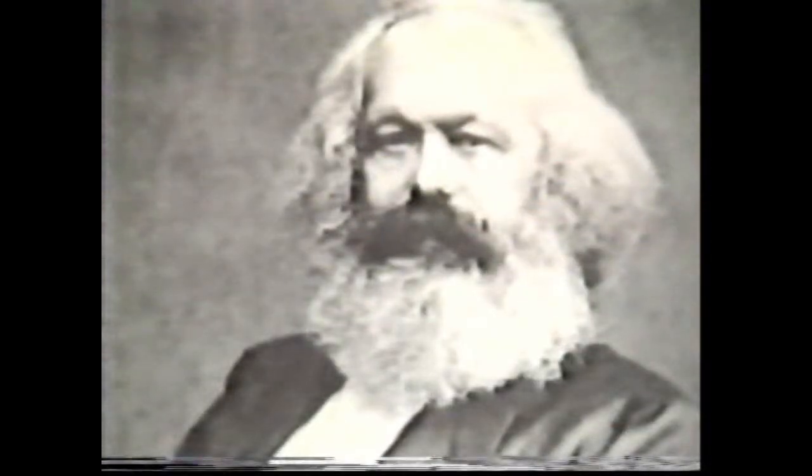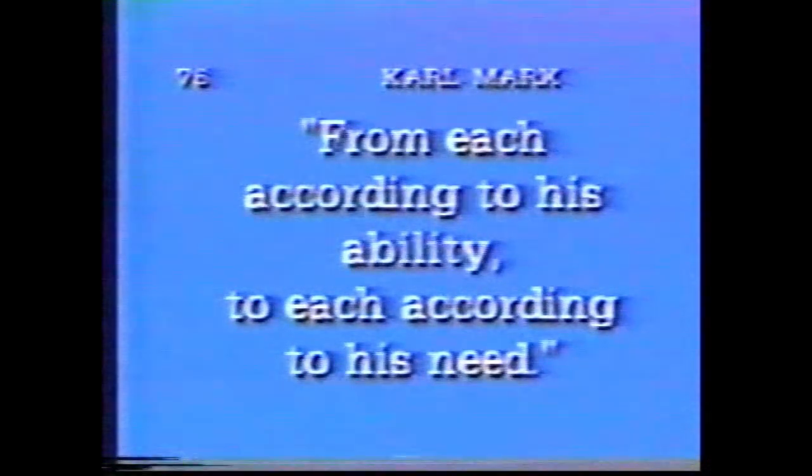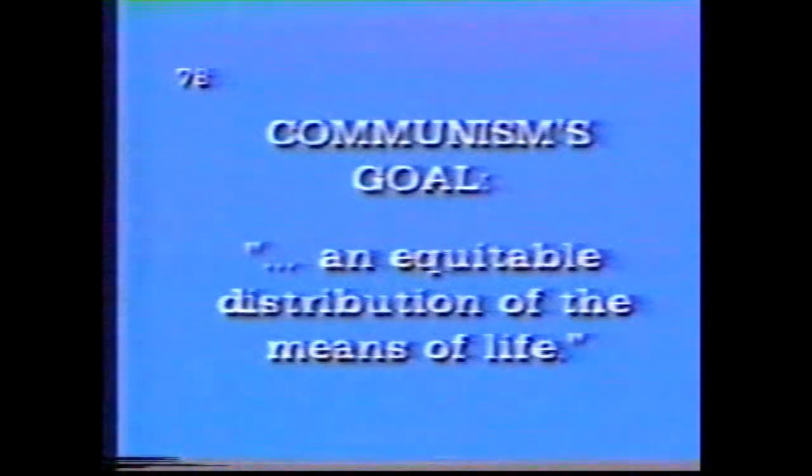Karl Marx, the so-called father of communism, had written this, number 76, from each according to his ability, to each according to his need. That is the essence of communism. That is called number 77. That is rather a, quote, socialized and cooperative economic order, unquote. Number 78. Communism's goal is, quote, an equitable distribution of the means of life, unquote. Karl Marx admitted that communism and humanism were identical.